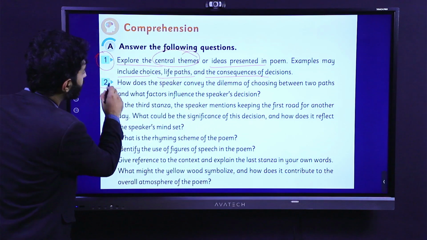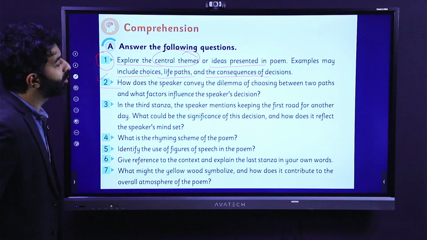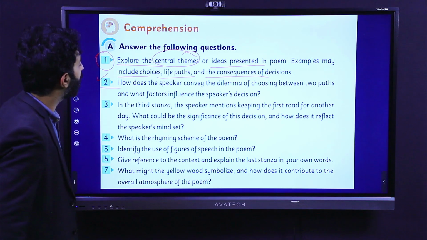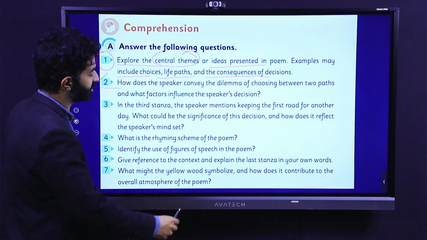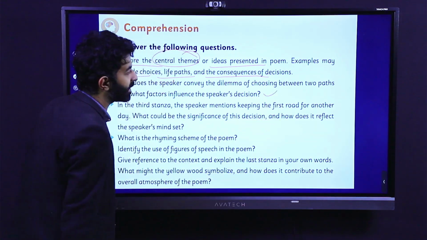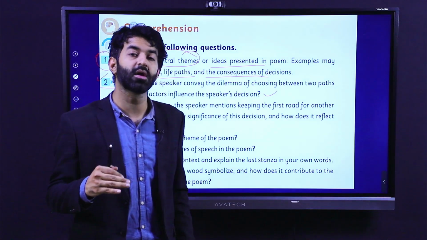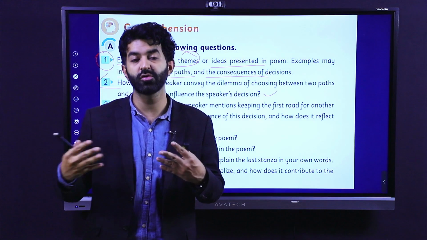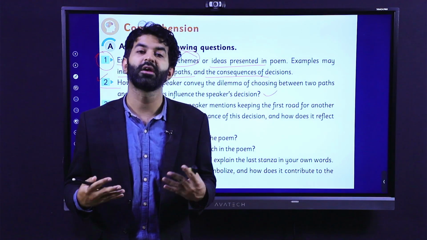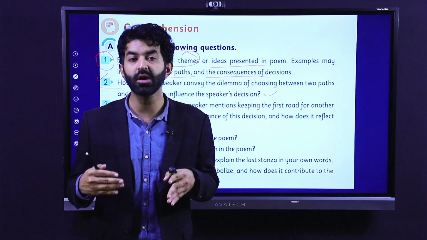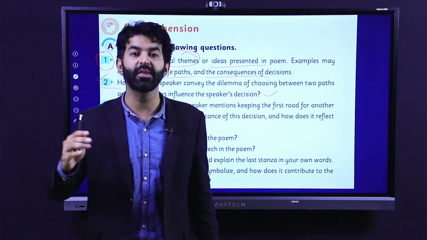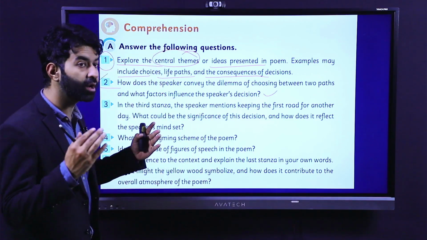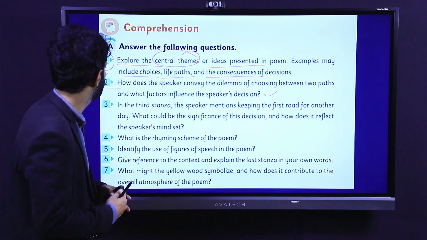Then, how does the speaker convey the dilemma of choosing between two paths, and what factor influenced the speaker's decision? Yes, he thought that the road that was less traveled was good because not many people have gone through that road. So that's how he made a choice. First, he stood over there, he looked as far as he could, and then he made a choice. It means he thought carefully about these two options.